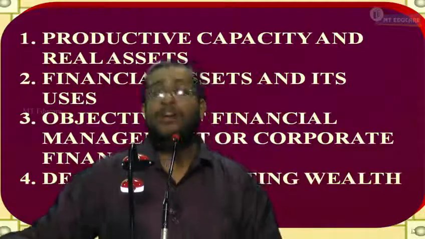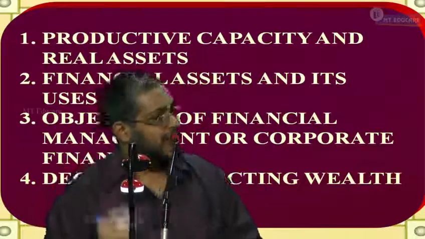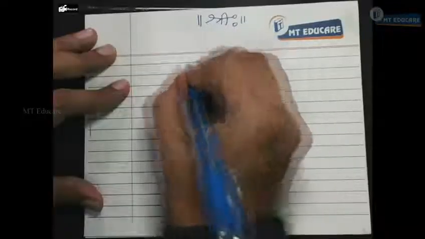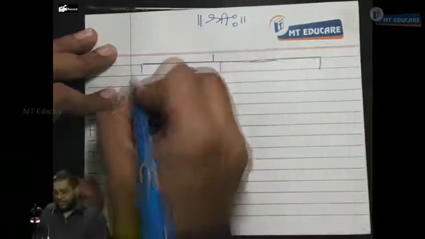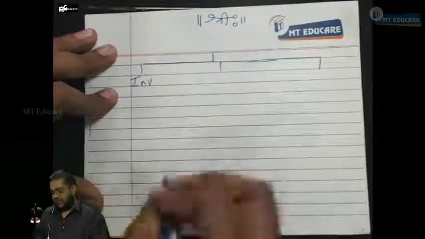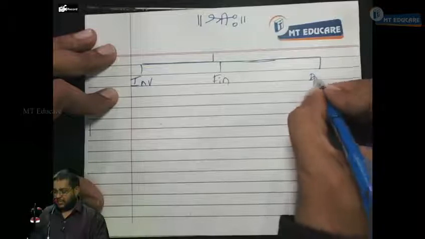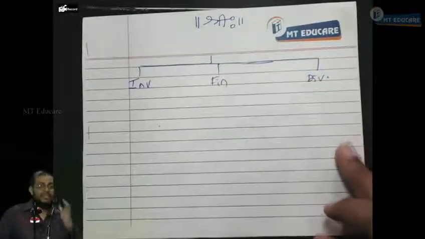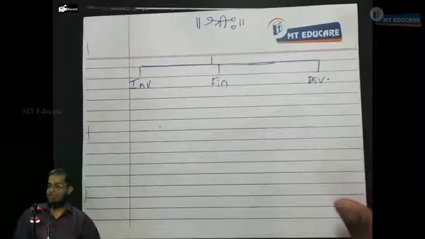Now the question is, what are all the decisions we will be making? Everybody following or not? See, the decisions we are going to make will be classified into three types. One is called investment decision, second is called financing decision, third is called dividend decision. What are the three types of decisions? Investment decision, financing decision, and then dividend decision.